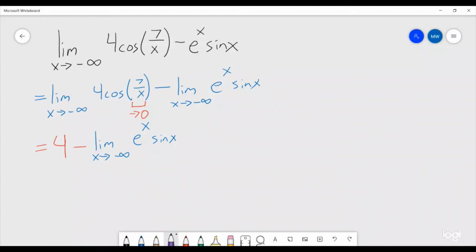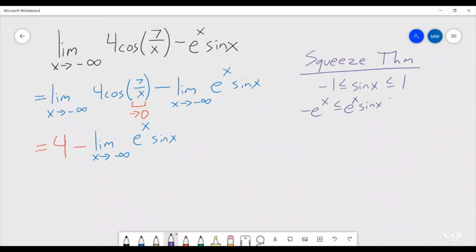The way that we're going to do this is by using the squeeze theorem. The squeeze theorem needs a function that's always bigger than e to the x sine x and a function that's always smaller than e to the x sine x. What we can do is start by saying sine of x is always between negative 1 and 1. If I multiply everything by e to the x, that's not changing any of the signs because e to the x is always positive. So that gives a chain of inequalities that is still true. Now I can look at the limit of each of these as x goes to minus infinity.